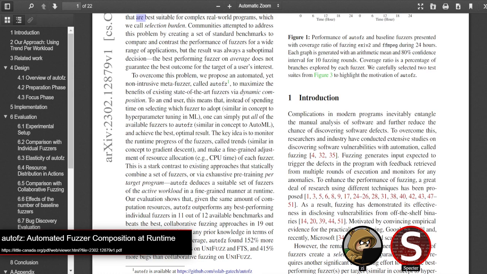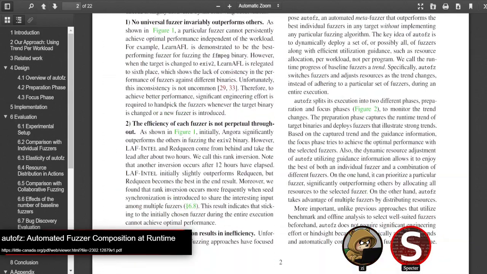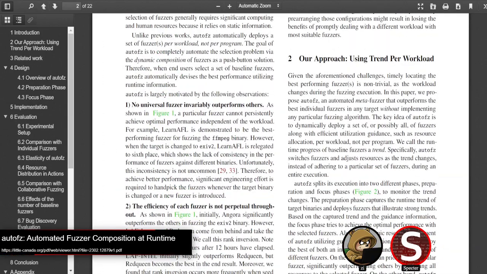So instead of going through all the various fuzzers and evaluating them and trying to choose which ones to run yourself, autofz will try all of them and monitor runtime progress to adjust and try to achieve the most optimal fuzzing setup. And the core of that is what they call trends, although it's mostly trend in singular. Basically they just check what kind of coverage is being hit, how many unique paths are being hit, and they use that to adjust the resource allocation on a per fuzzer basis, mainly the CPU time being used.